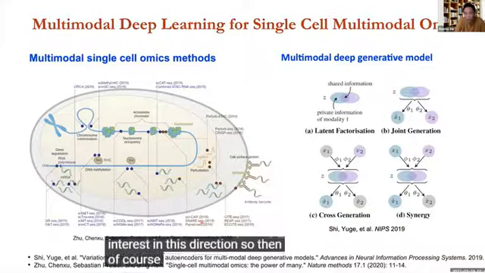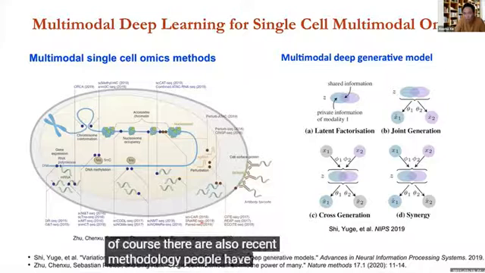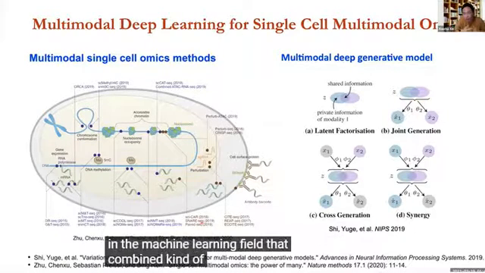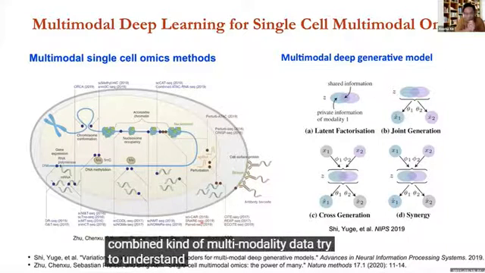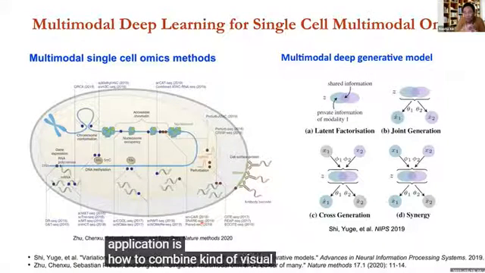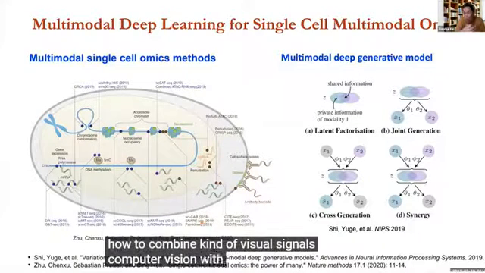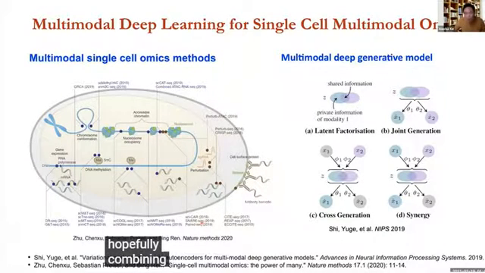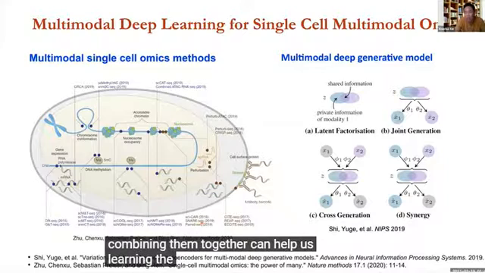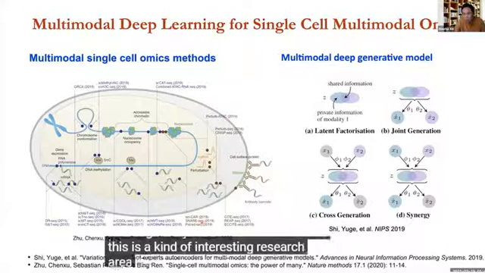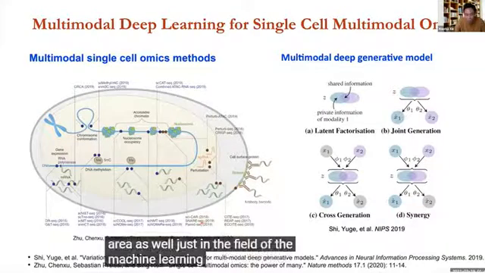Of course, there are also recent methodologies people have been proposing in the machine learning field that combine multimodality data to understand the system better. One of the hallmark applications is how to combine visual signals, computer vision, with natural language processing, and hopefully combining them together can help us learn the systems better. So this is an interesting research area as well, just in the field of machine learning.